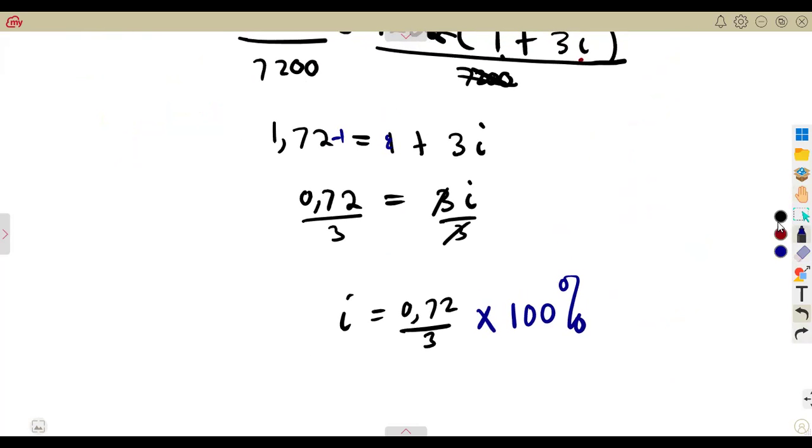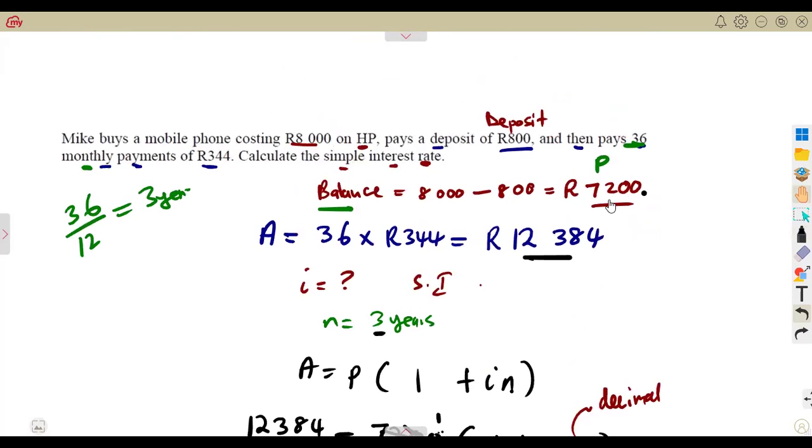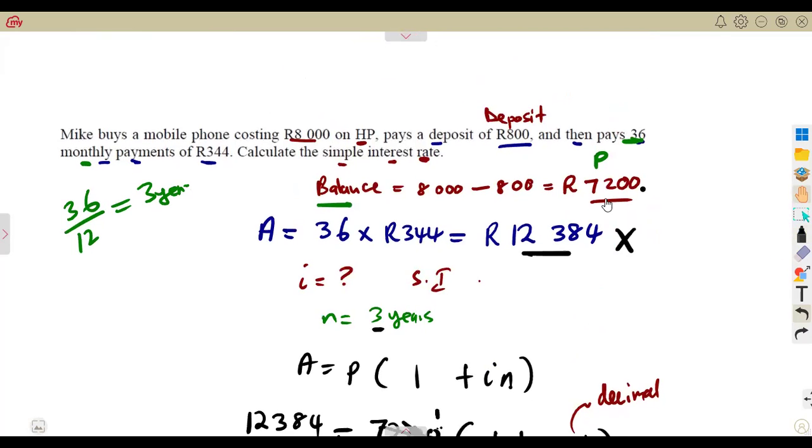So by multiplying by 100%, that is going to give us the percentage. The first part was going to be 0.24 like that. If you multiply by 100, that gives us 24% as the simple interest rate at which that balance, or the principal, was going to increase to this amount. That is the idea of this question.